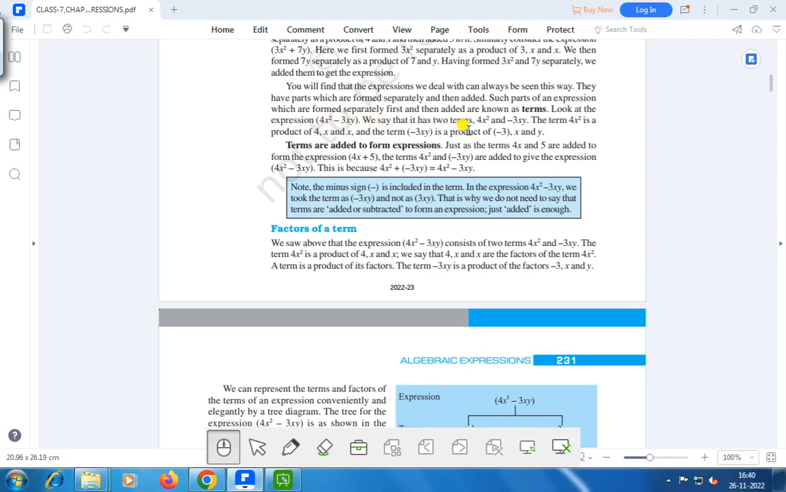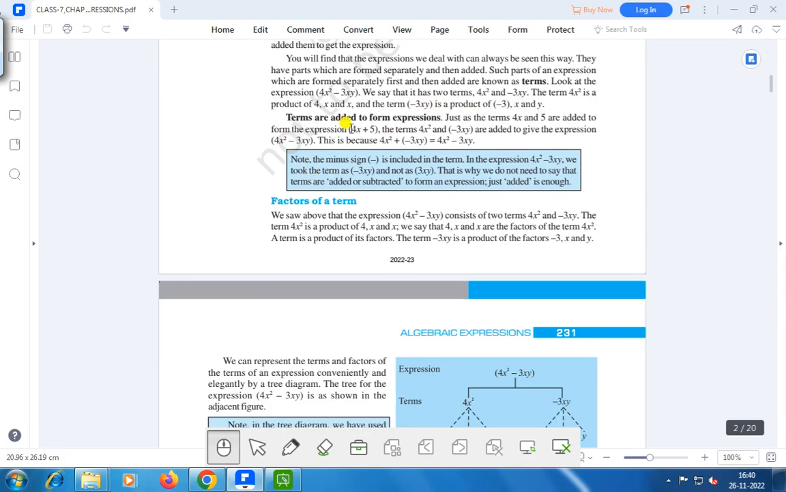We say that it has two terms: 4x square and minus 3xy. The term 4x square is the product of 4x and x. And the term minus 3xy is the product of minus 3x and y. Terms are added to form expressions. Just as the terms 4x and 5 are added to form the expression 4x plus 5, the terms 4x square and minus 3xy are added to give the expression 4x square minus 3xy.